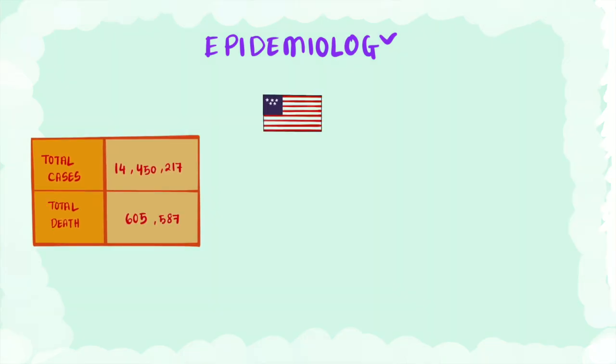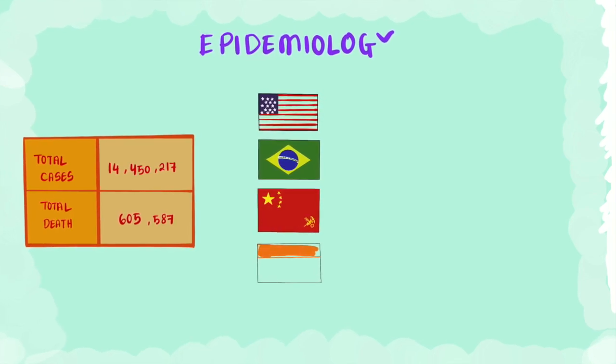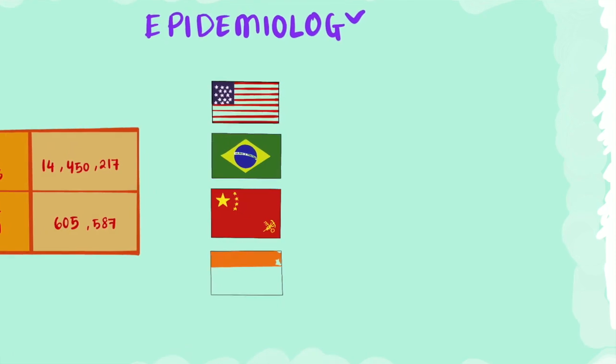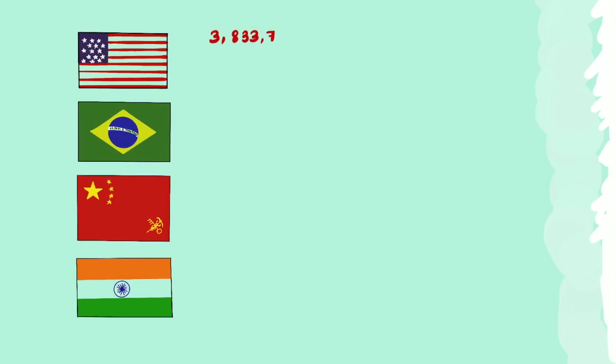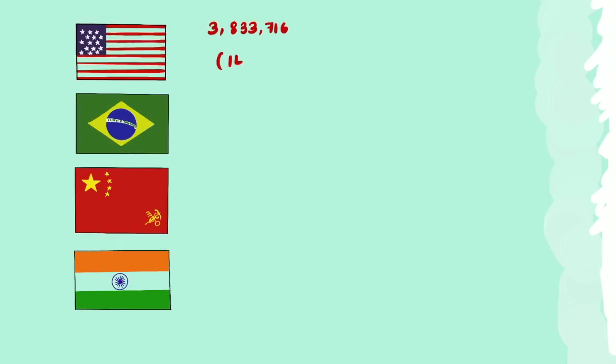The countries that are in the top 3 with highest number of cases are USA, Brazil and India. China, however, is in the 26th rank. USA reported 3,833,716 cases with total death of 142,881.